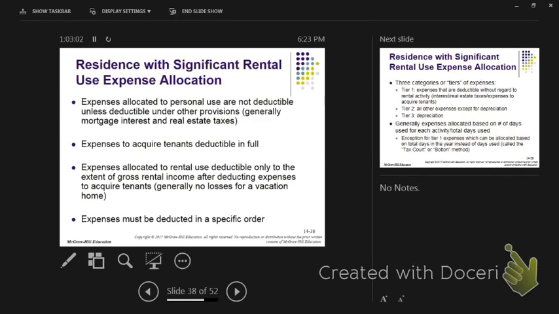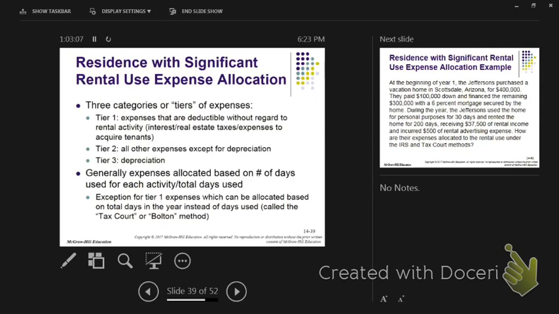And then expenses must be deducted in a specific order. So we'll talk about that. There are three categories: Tier 1, Tier 2, and depreciation. It says Tier 3, just call it depreciation. It's the only thing that's on it. So Tier 1, Tier 2, and depreciation. Tier 1 is all the expenses that are deductible without regard to anything else. So basically, can you deduct it even if you weren't renting? Yes, that's Tier 1. Tier 2 is all the expenses with regard to renting except depreciation.